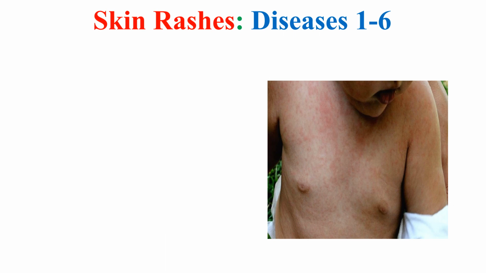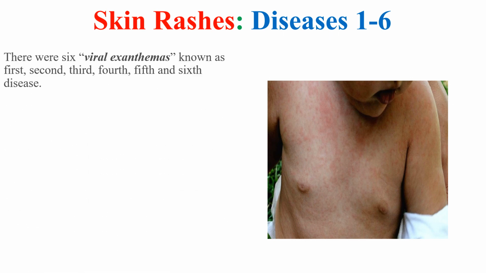Today we will discuss diseases 1 to 6. Those diseases 1 to 6 are skin rashes. There were 6 viral exanthems known as the first, second, third, fourth, fifth, and the sixth disease. Exanthem is an eruptive widespread rash.